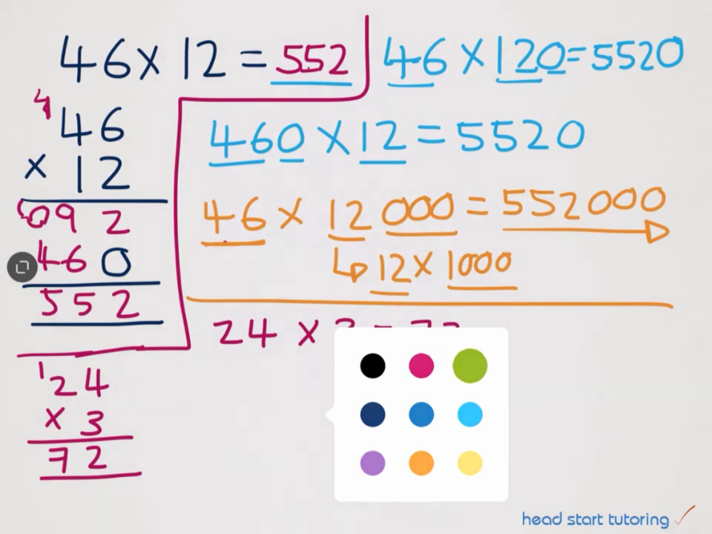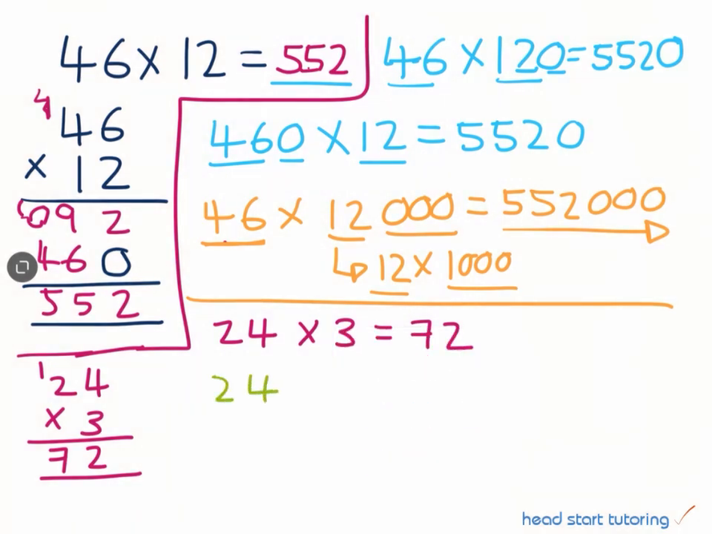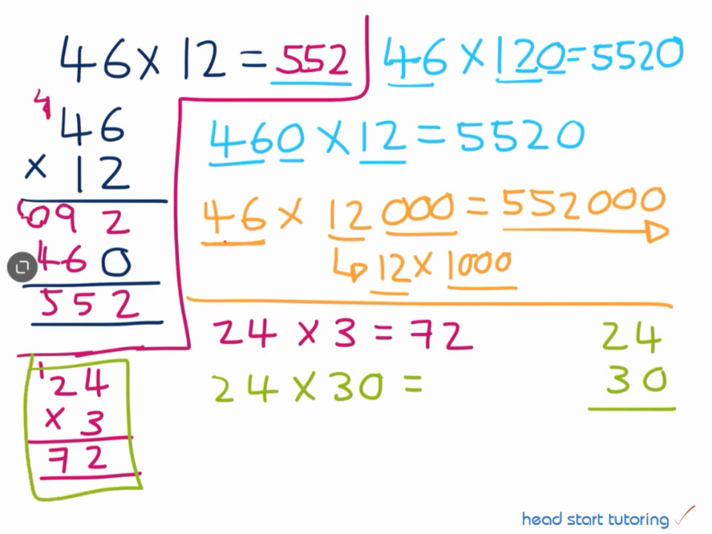If we then try and work out 24 times 30, there is no point in us doing a whole other calculation looking something like this, 24 times 30, because it's a lot more working out. Rather, we can just say 24 times 3, and then we just add a 0 at the end. So we end up with 720.